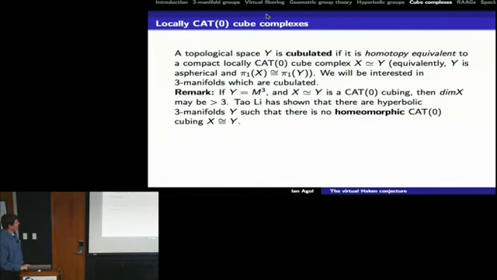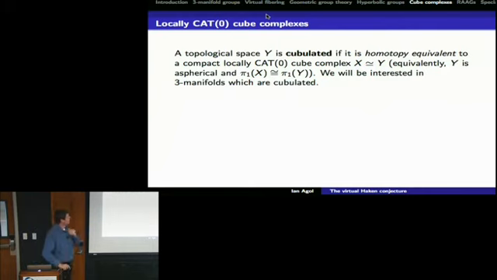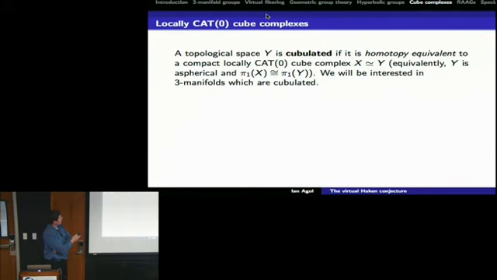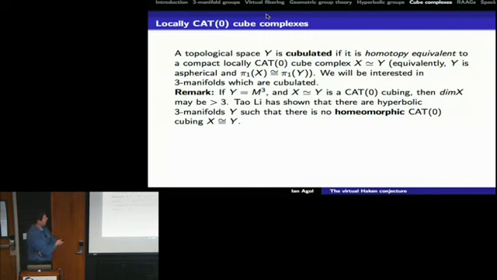The reason I only want homotopy equivalence here is that you could ask whether a three-manifold actually has a locally CAT(0) cube complex decomposition of the manifold. Sorry, say again? Why is Y just a topological space that's homotopy equivalent to a locally CAT(0) cube complex? So in particular, it'll be aspherical. These CAT(0) cube complexes have contractible universal cover from the CAT(0) condition, so the space Y itself will be aspherical. Actually, Tao Li showed that there are certain hyperbolic three-manifolds that are not homeomorphic to any CAT(0) cube complex. So that's in some sense why I only want homotopy equivalent.